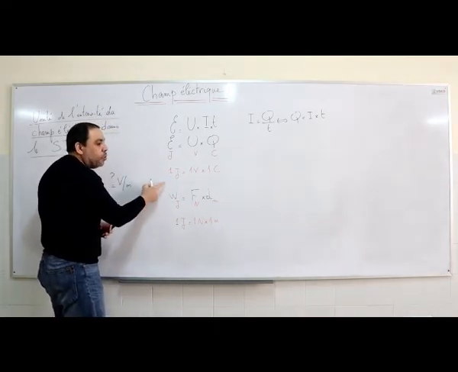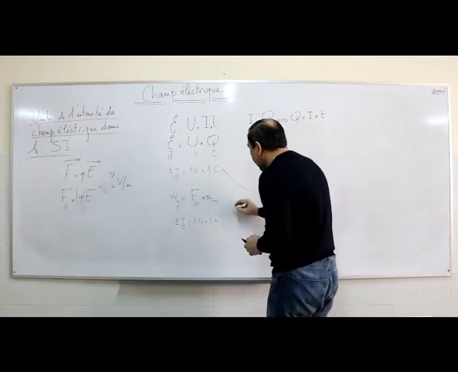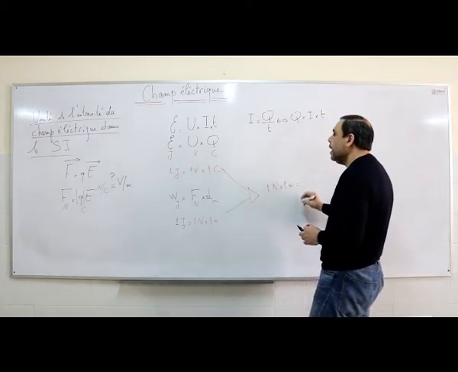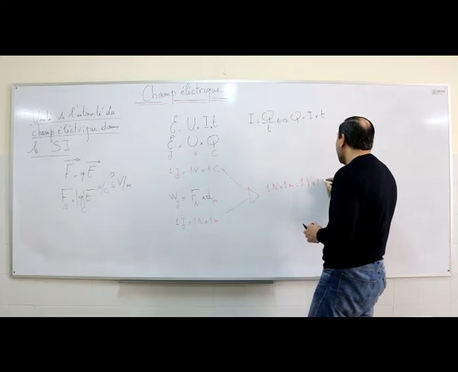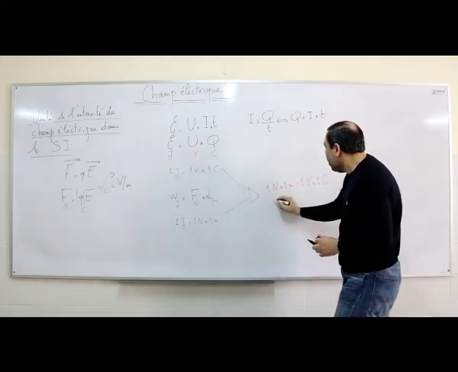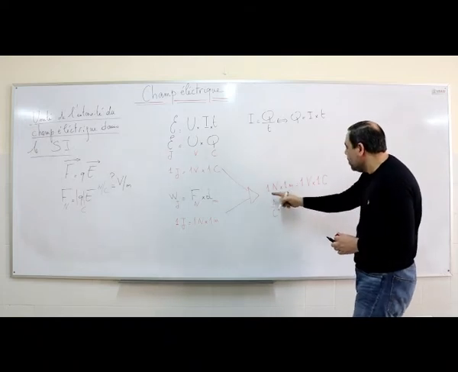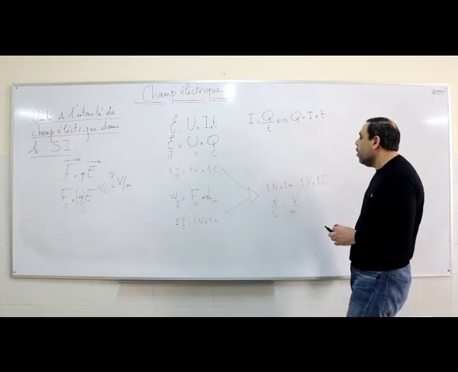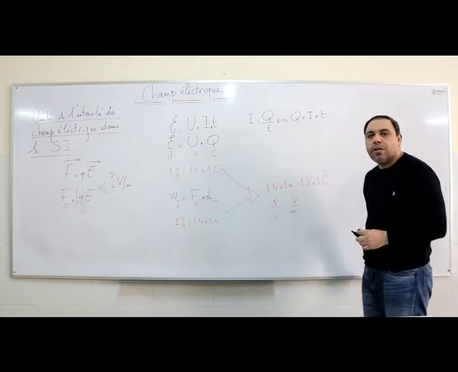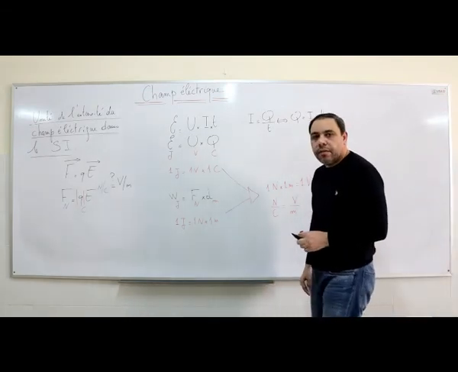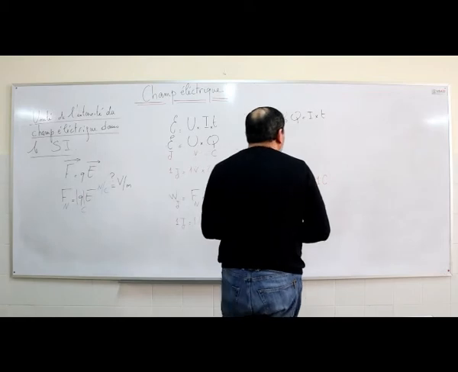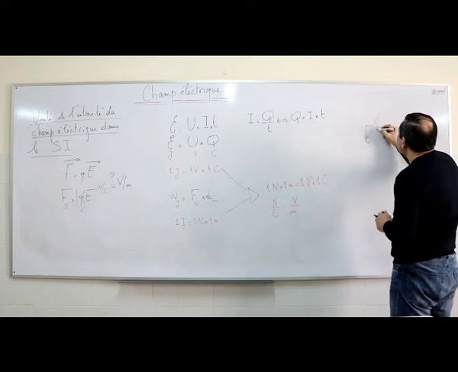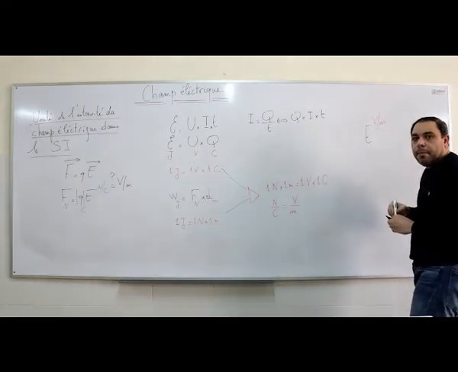So by equating both expressions, we obtain 1 newton times 1 meter equals 1 volt multiplied by 1 coulomb. As a result, newton per coulomb, if we divide by a coulomb, is equal to volt per meter. So we arrive at the unit that is used for the magnitude of the electric field in the international system, which is the volt per meter.